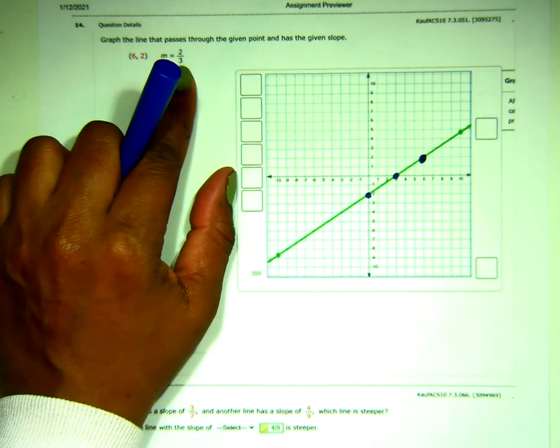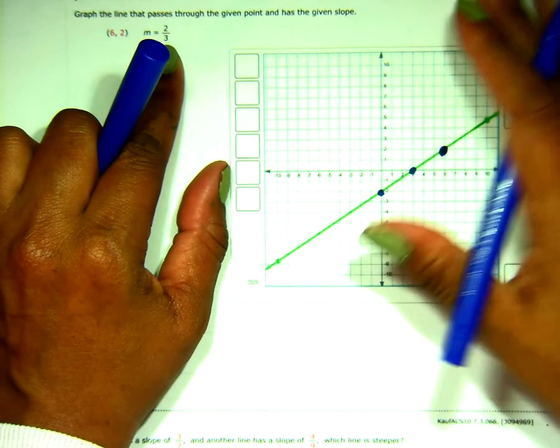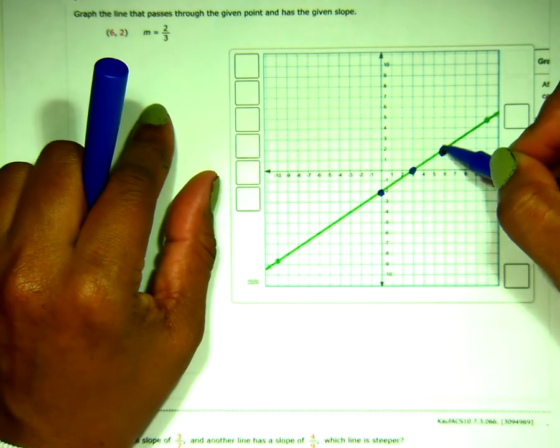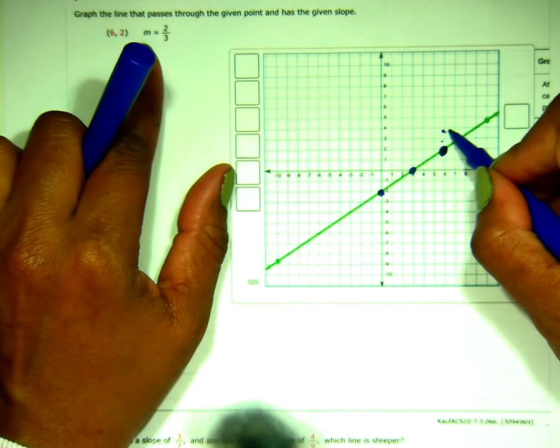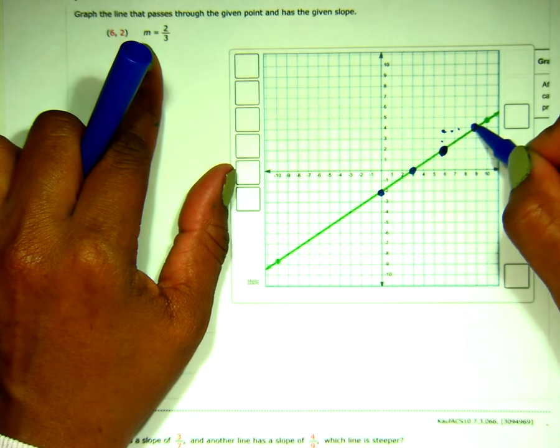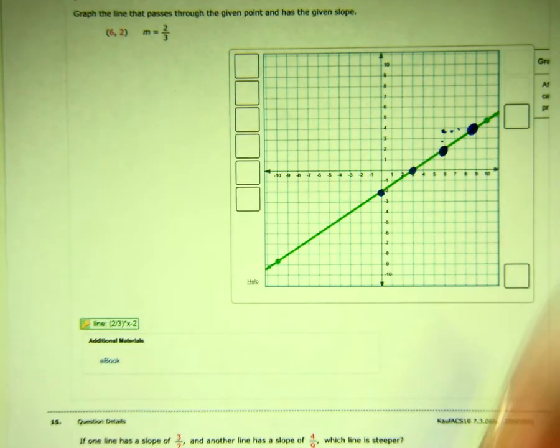So let me zoom in so y'all can see what I'm talking about. Here we go. So from this point, go up 2 times, 1, 2, and go to the right 3, 1, 2, 3. Connect my dots. So that's one way of doing it. The other way of doing it manually is this way.